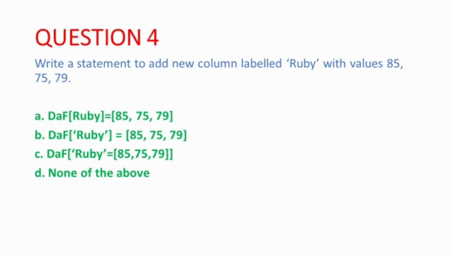For such MCQs, we need to remember the syntax of the code to add a new column to a data frame. So the syntax is data frame object name, then inside square bracket column label with quotes, equals to whatever values are given, you have to write them in the form of a list. However, there are more methods to add a new column to the data frame, but according to the options, option B is the correct option.